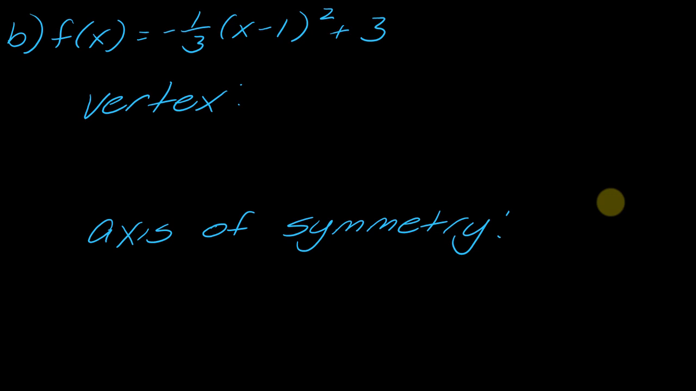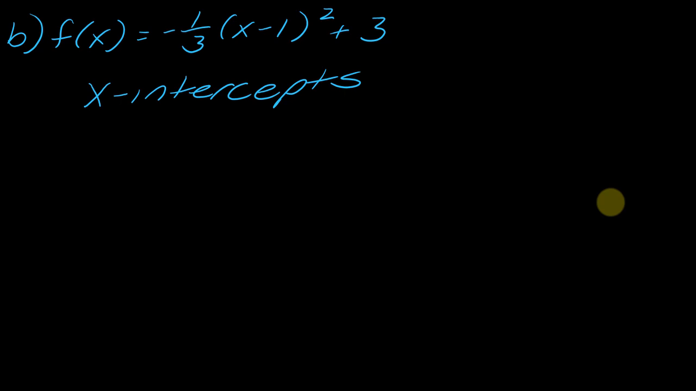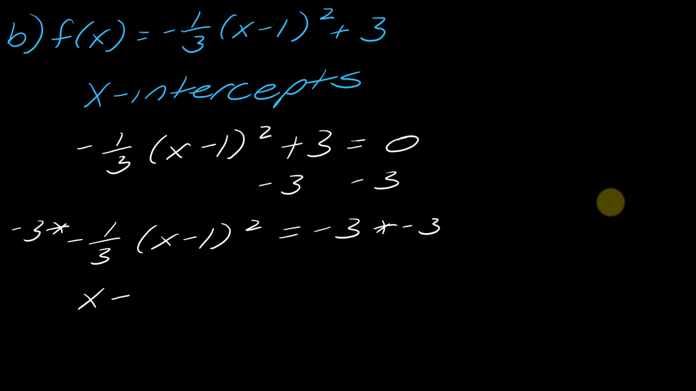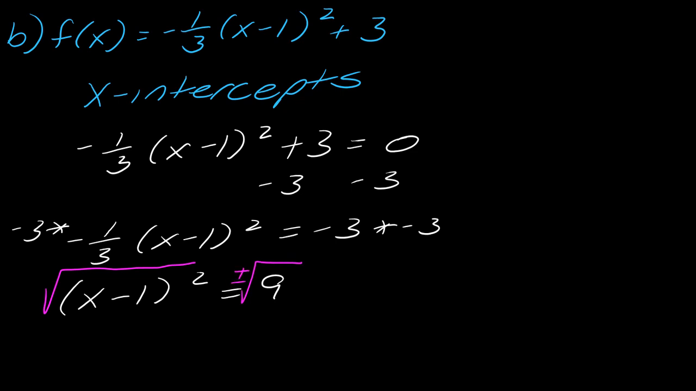So my vertex in this case is going to be 1, 3. My axis of symmetry is x equals 1. So for my x-intercepts, let's see, I have -1/3 x minus 1 squared plus 3 equals 0. So first I'll subtract off the 3's, so I get -1/3 x minus 1 squared equals -3. Now multiply each side by -3, so I get x minus 1 squared equals 9. Take the square root of each side. So I get x minus 1 equals plus or minus 3.